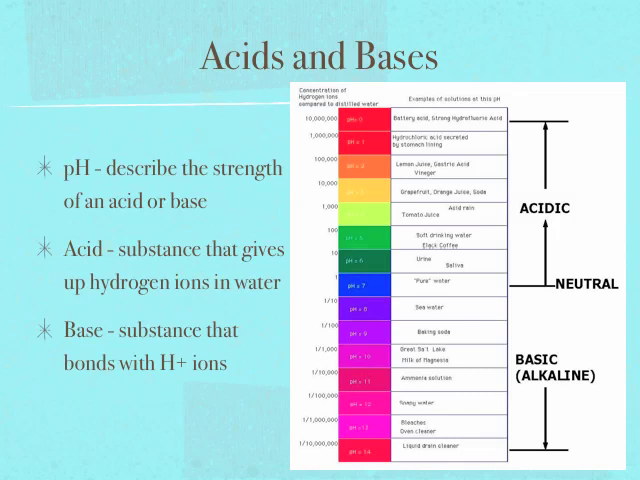Acids and bases are measured on the pH scale. This describes the strength of an acid or base. On the picture on the side, you'll see that pHs of 1 to 7 are considered acidic, and then from 7 to 14 are considered basic.